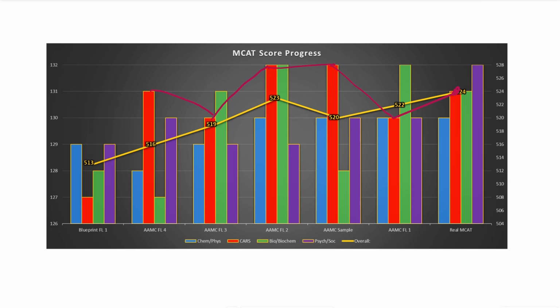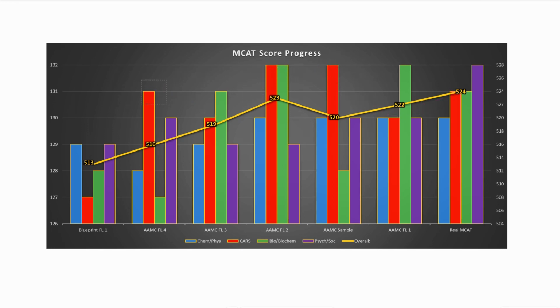So you can see so far that my actual test basically followed my full lengths, right? The Chem Phys was a flat line in the last several weeks. The CARS, of course, was a bit of a range, I would say, between 130 and 132, but I ended up in the middle of that at 131, so pretty reasonable. Let's take a look at Biochem now.